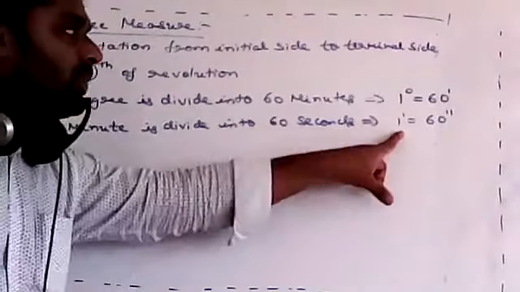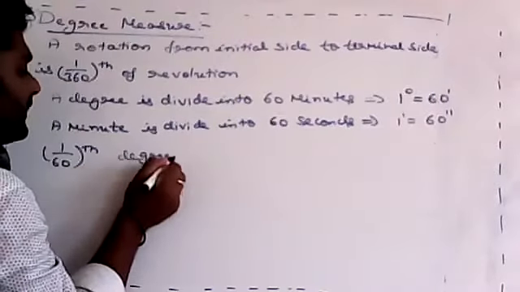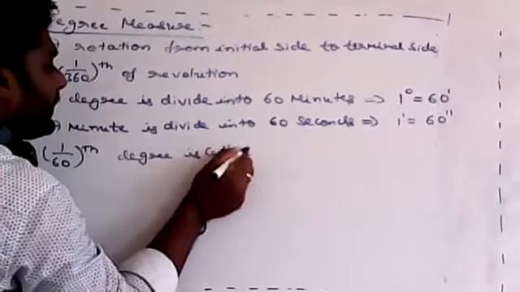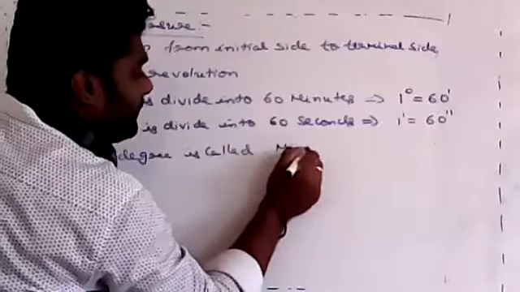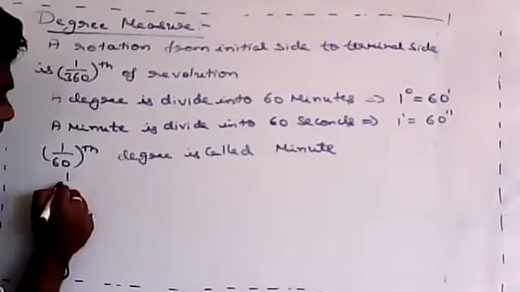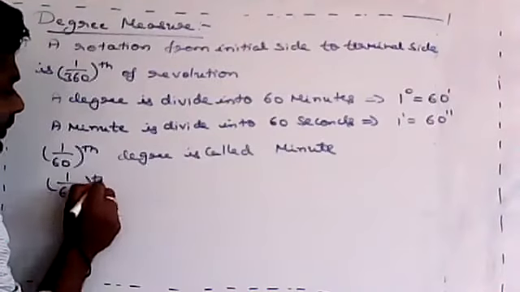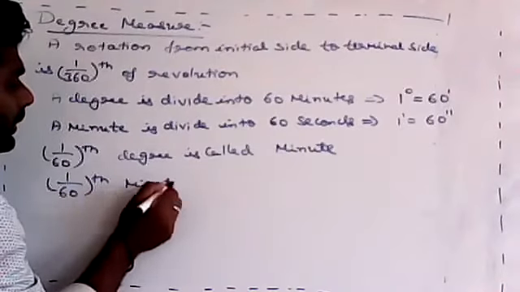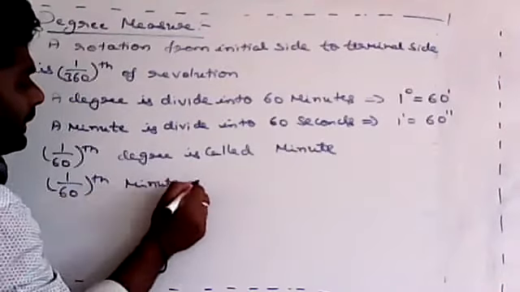And the same way, 1/60th degree is called as what? 1/60th degree is called a minute. Correct or not? And same way, 1/60th minute is called a second. Okay, these things you have to remember.